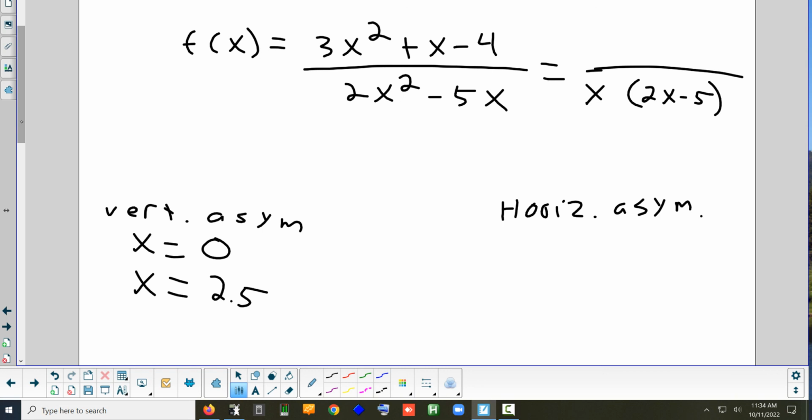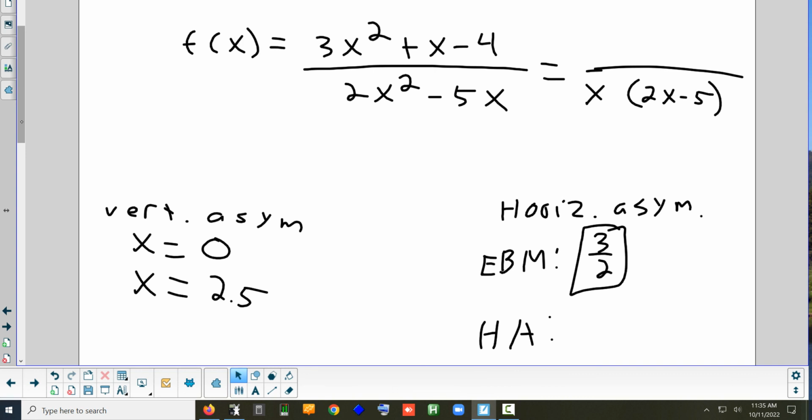Okay, what do we always use to find the horizontal asymptote? What do we find first? Find the EDM. What's my EDM in this case? Yep. 3 halves. Not y equals 3 halves, just 3 halves. Now, my horizontal asymptote, what happens to that number as x gets bigger and bigger? Stays the same. So what's my horizontal asymptote?